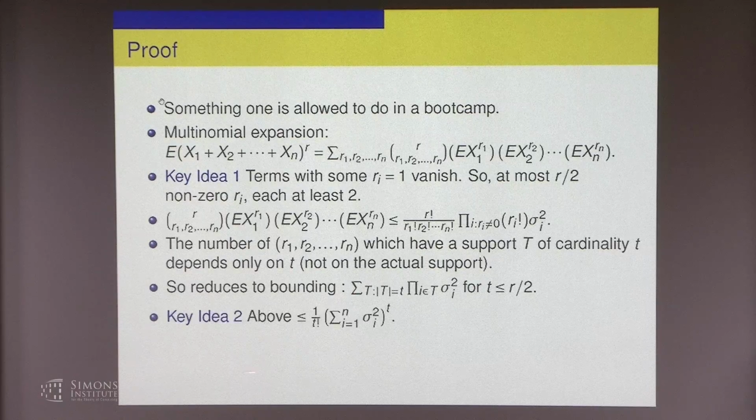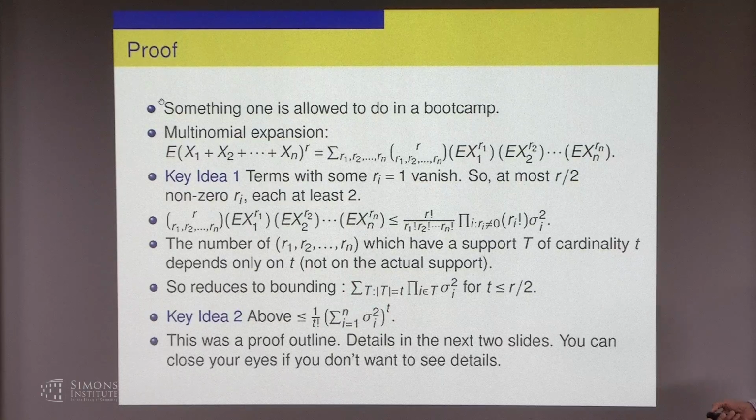This is, again, another key idea, but it's really the bread and butter of combinatorics. If you're using generating functions, for instance, you see this. This is less than or equal to that. You can just get that. That gives you the proof. This was the proof outline. The details are basically just going through the outline one more time.